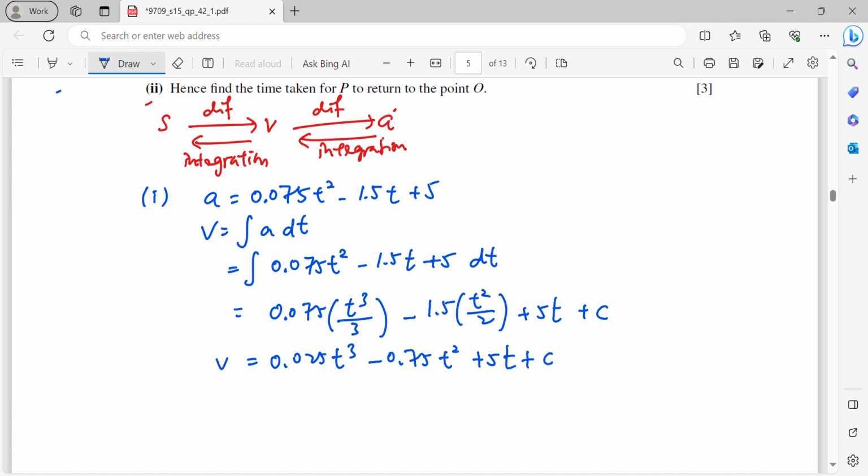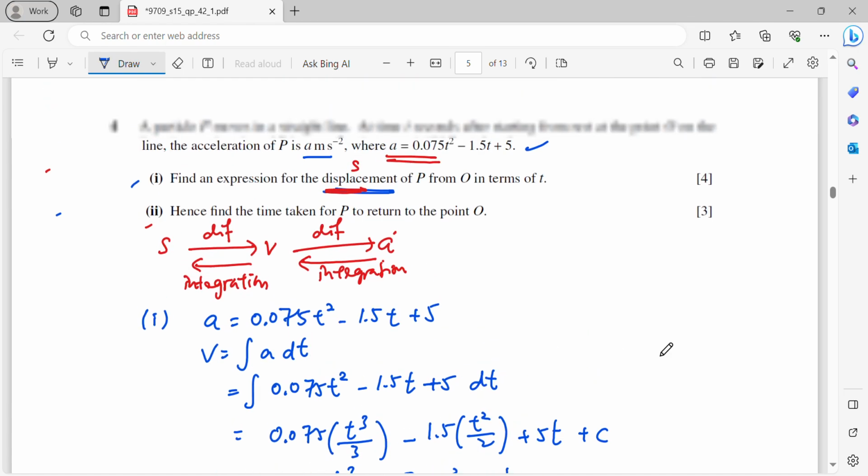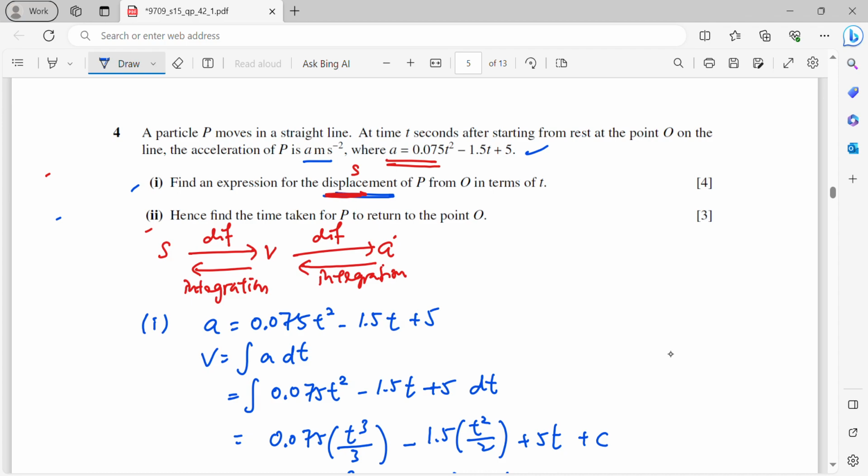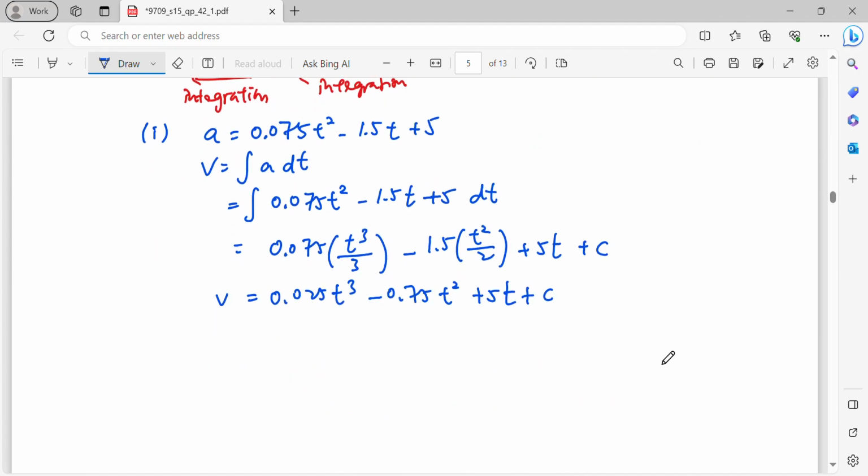This is my v. But then I need to get the c first. To get the c, I need to know the t and v. So go back to the question: starting from rest. When starting from rest, it means t is 0, v is 0. It's not moving. So now t equals 0, v equals 0. Therefore, left hand side is 0, right hand side first 3 terms will be 0, so 0 plus c. Therefore, your c is basically 0. Now I found my v. This is the velocity expression.